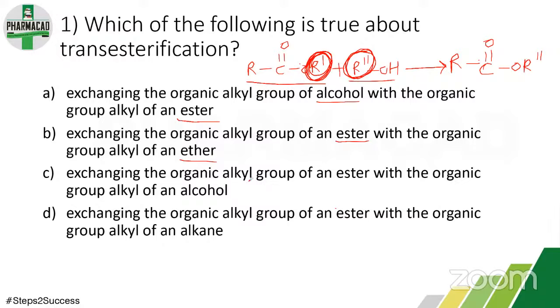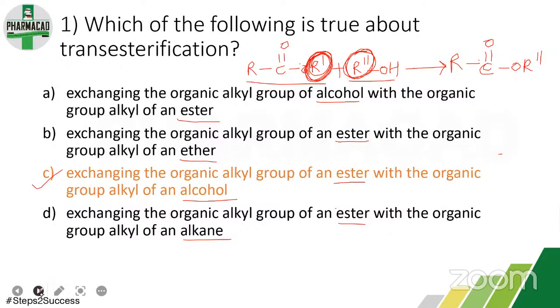Exchanging the organic alkyl group of an ester with the organic group of an alcohol. So this option is correct. And the last option is exchanging the organic alkyl group of an ester with the organic group of an alkane. We have not added alkane because in trans-esterification, what happens? Exchanging the organic alkyl group of the ester with the organic alkyl group of an alcohol. So the answer is option C.